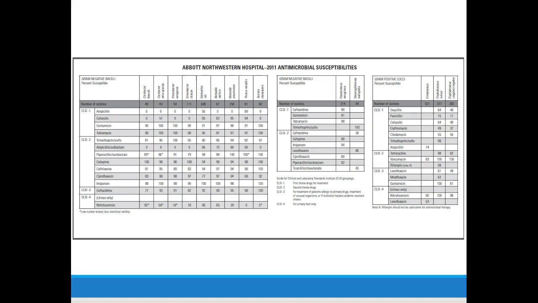But hospital antibiograms are really valuable. And what they show you is, this is set up very similar to what the Sanford Guide will show you, but it's more specific, obviously, to your place.